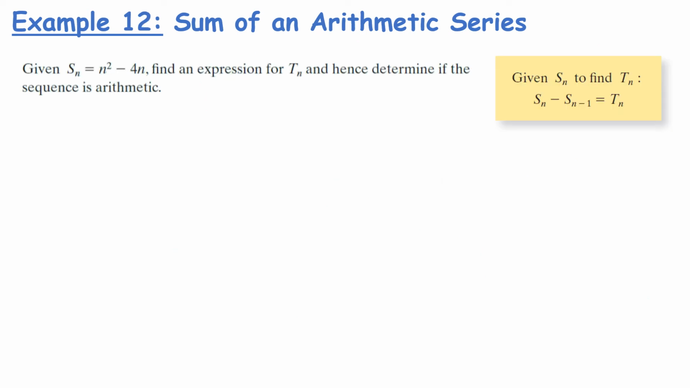Example 12. So here we have an interesting little piece of information that's going to help us, and it tells us that when we're given Sn, the difference between Sn and Sn minus 1 will give us term n. So let's break that down for a second. If I told you the sum of the first 5 terms, and then you took away the sum of the first 4 terms, the difference between them would have to be the 5th term that had been added in.